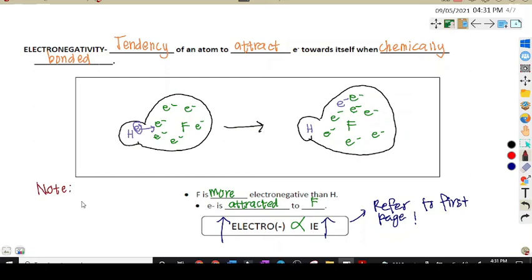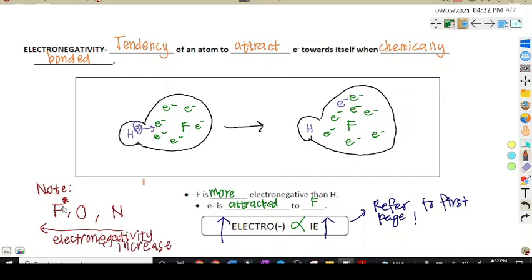And one more thing, class, can you write down a quick note? This is very important for the start of chapter 3. You have to know that FON, fluorine, oxygen, and nitrogen, these three are the most electronegative elements in the periodic table, but fluorine is the most electronegative element. So going from N to F, the electronegativity will increase, whereas fluorine is the most electronegative element.